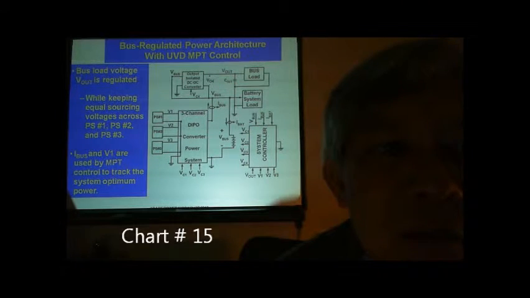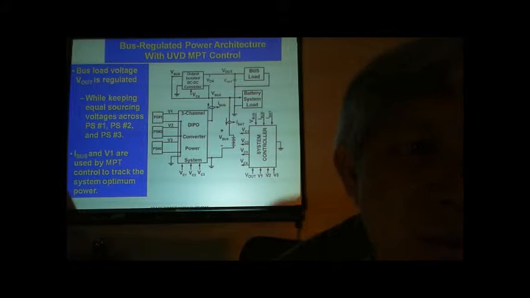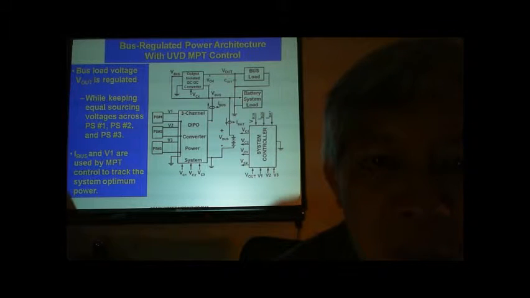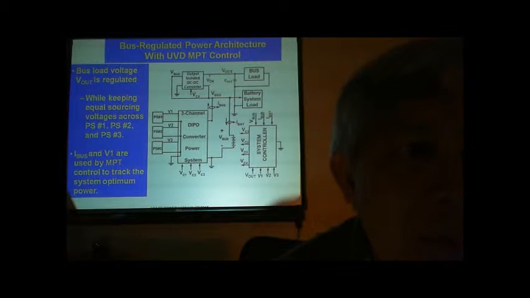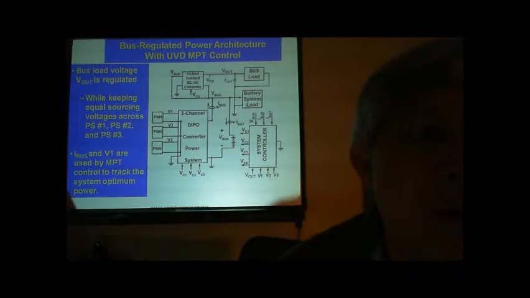Another architecture that is also implementable is called bus regulated power architecture with uniform voltage distribution maximum power tracking control. In this particular architecture, the bus load voltage Vout is regulated while keeping equal sourcing voltages across power source number 1, power source number 2 and power source number 3. I bus and V1 are used by MPT control to track the system optimum power.